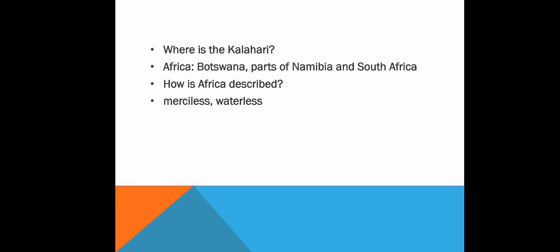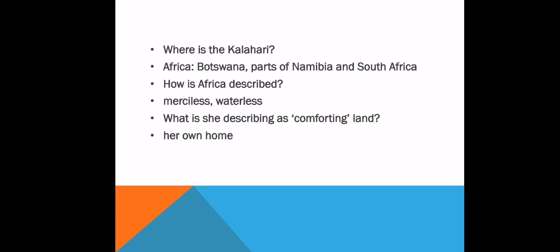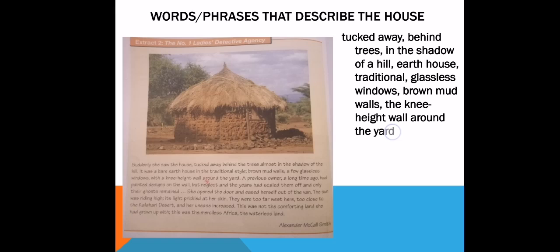I guess that's something we can kind of relate to. Even in the nicest places in Khartoum, everybody experiences days where there is no water. What is she describing as a comforting land? I think that's easy. Her home. It says this was not the comforting land she had grown up with. So obviously that means her home.